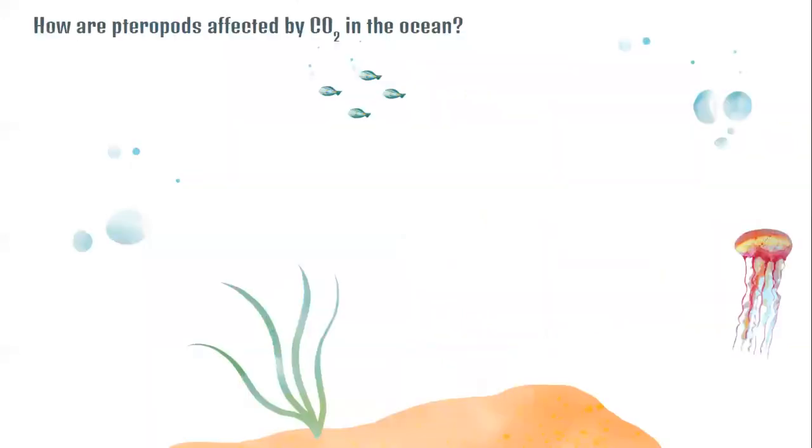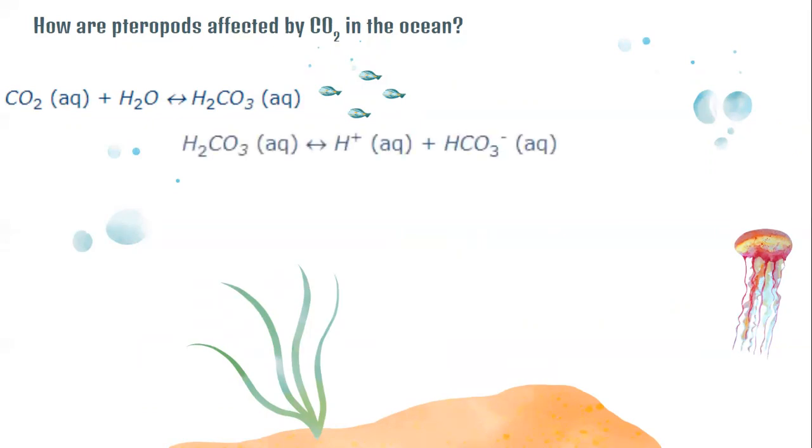And so how are pteropods affected by carbon dioxide in the ocean? Well, let's take a look at that reaction again. Remember, carbon dioxide and water produce carbonic acid in a reversible reaction. And then carbonic acid produces hydrogen ions, which make the water acidic, and bicarbonate ions.